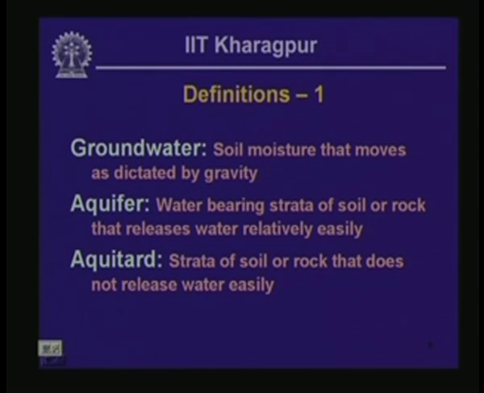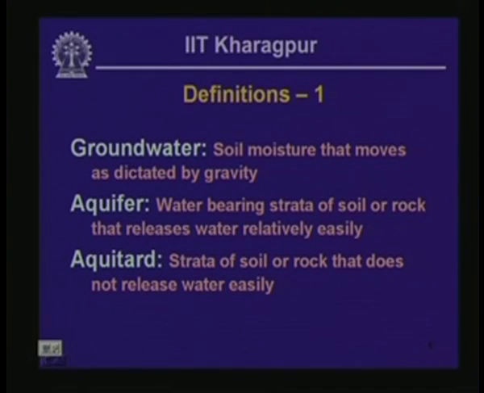Then the second definition that you need to consider here is aquifer. What do we mean by aquifer? Aquifer is a water bearing layer of soil or rock that releases water relatively easily. So if you have got a permeable mass of soil or rock which is saturated, that can be described as an aquifer.